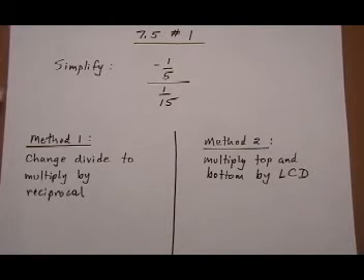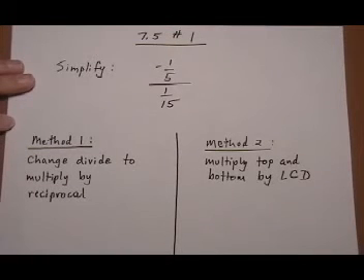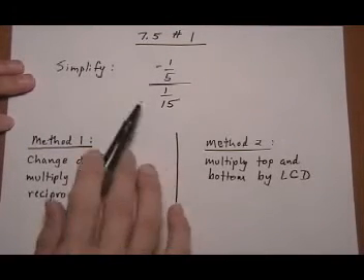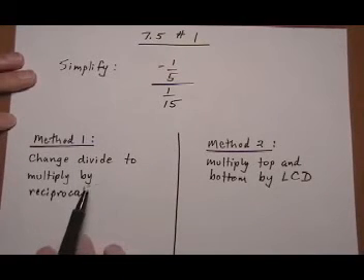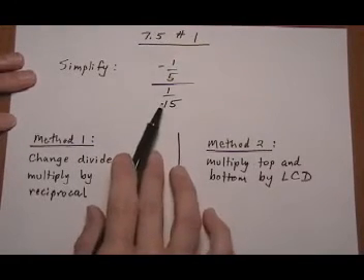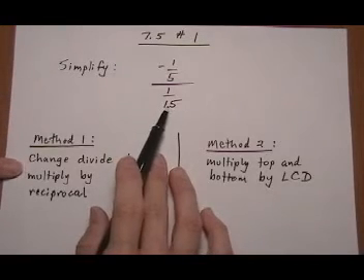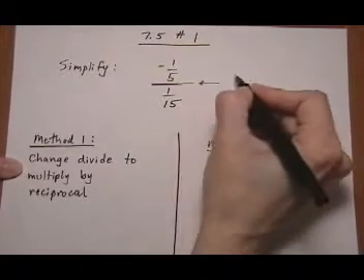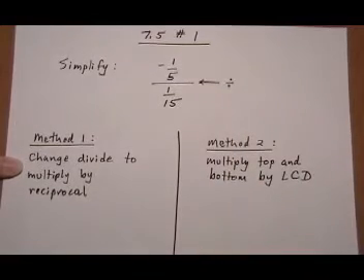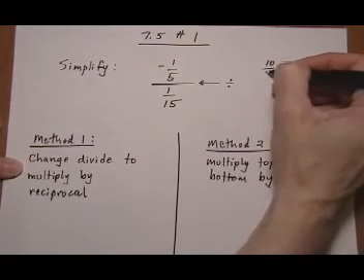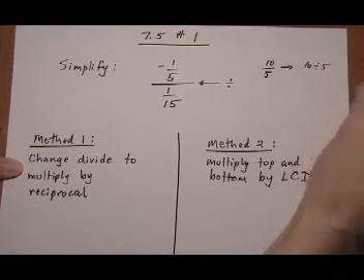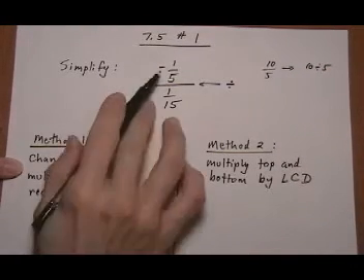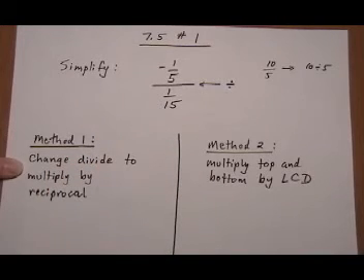Section 7.5, number 1. Section 7.5 deals with complex fractions and how to simplify them. This first one that I picked out doesn't have any variables in it, so it's a nice one to start with. And I'm going to show you two different methods to do it. When you have a complex fraction like that, one method is to think of this fraction bar as a division symbol. Just like if you had 10 over 5, that's really the same as 10 divided by 5. We can think of it the same way with a complex fraction.